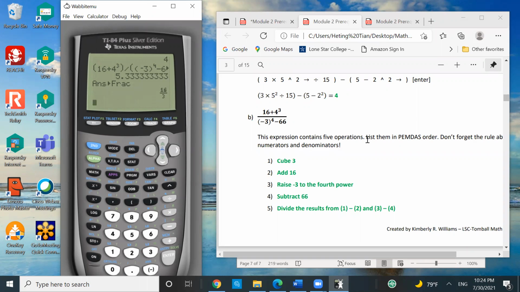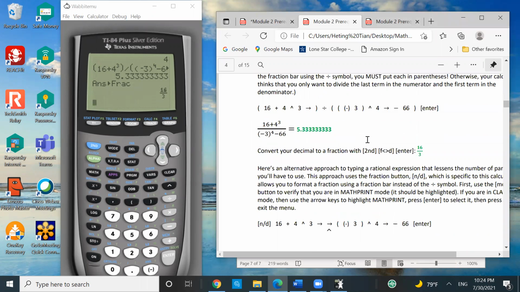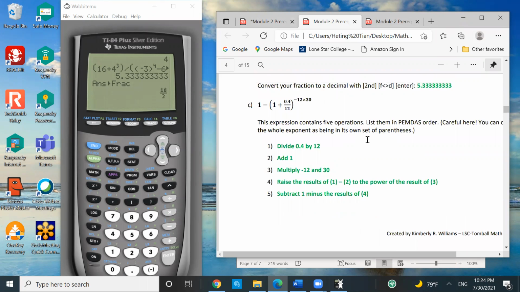Okay, let's see next example. I think you can do this one by yourself, or I can practice. Let's practice it together. So 1 subtract parentheses 1 plus 0.4 divided by 12, and then close the parentheses to the -12 times 30.